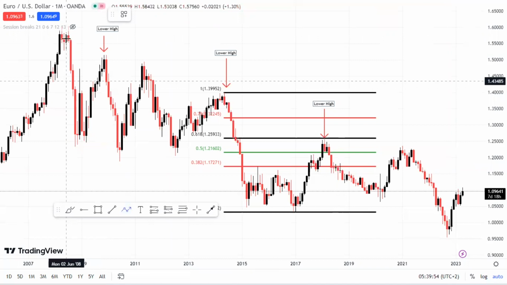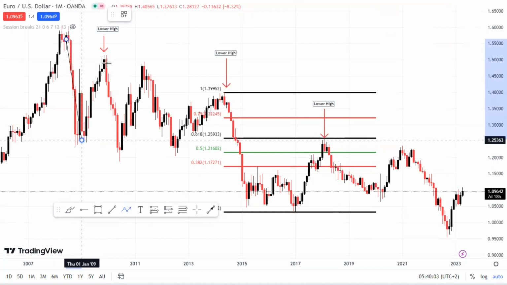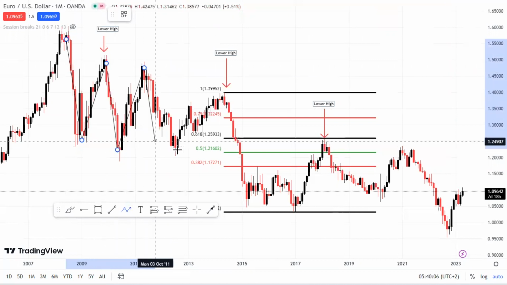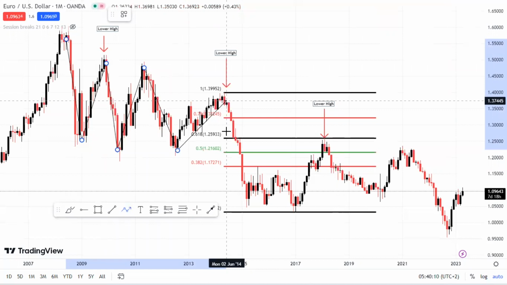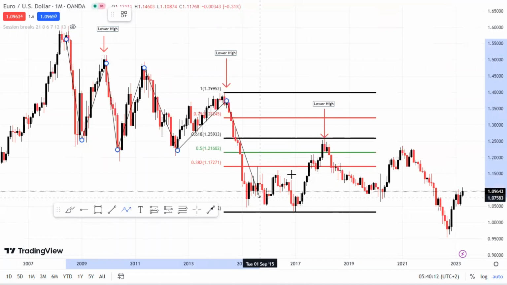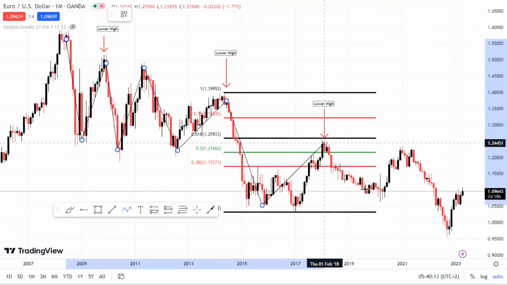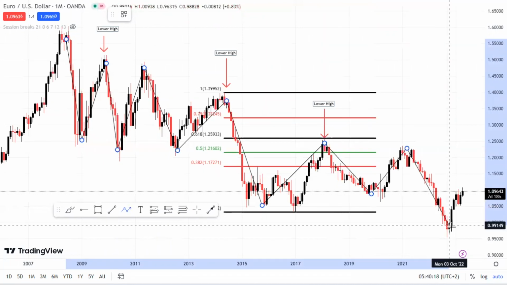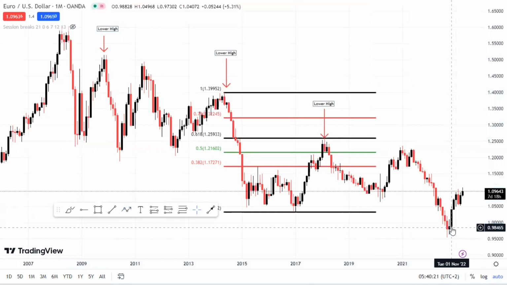So back to basics. What did I initially say? The market moves in pushes and exhaustions, impulses and corrections. So we've had push, exhaustion, push, exhaustion, push, exhaustion, push. So this is just to say for every impulse there's a correction.